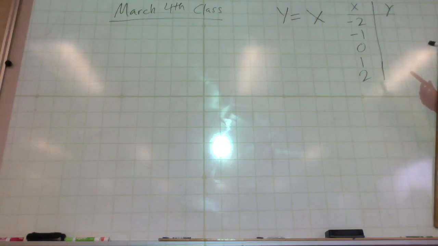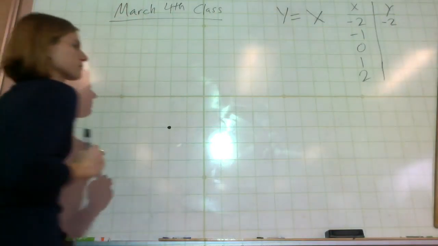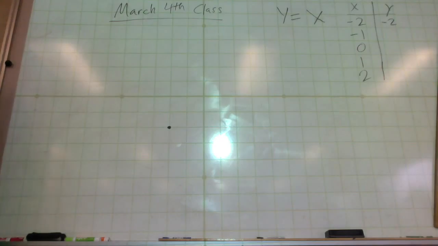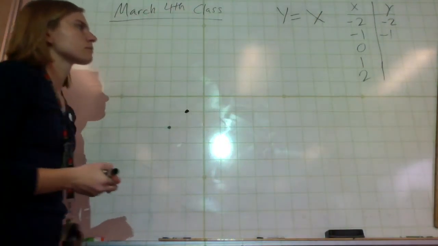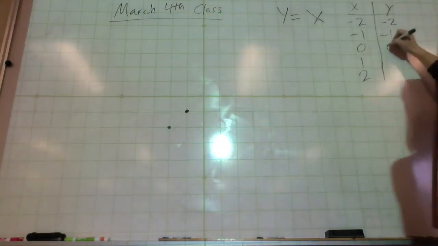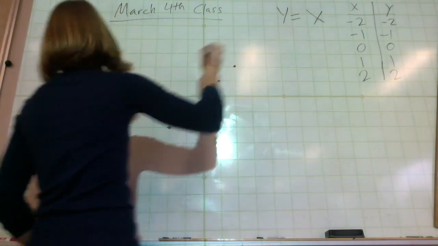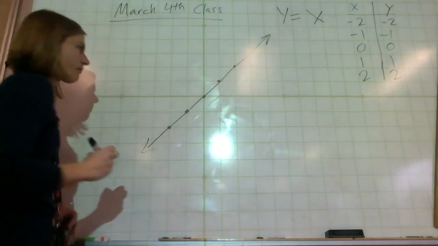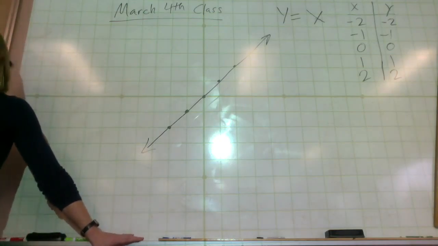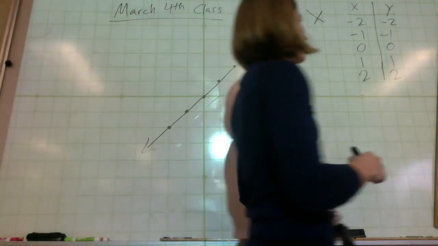So if I put in negative 2 for x, what do I get for y? Negative 2. Okay, put that on your graph. Negative 2, negative 2. What about negative 1? Negative 1. Whatever is the input is the output. So 0 gives us 0, 1 gives us 1, 2 gives us 2. So I have a point at 0, 0, a point at 1, 1, and a point at 2, 2. And obviously this goes on forever. So you can draw yourself a nice little line. From a nice linear equation, we'd expect a nice linear graph. So this is the kind that we're fairly familiar with.